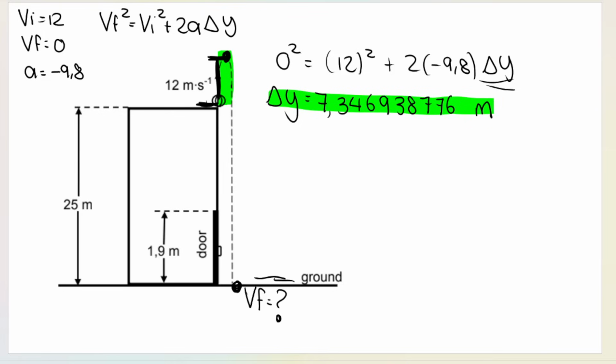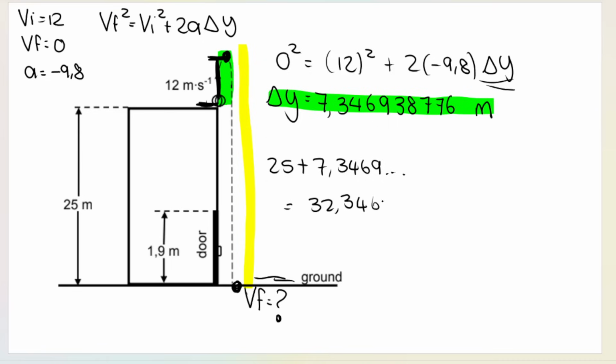So therefore, what that means is this entire yellow distance would be 25 plus 7.3469 dot dot dot, and that would be 32.3469 dot dot dot meters. And again, why do I care in this option about how far the yellow distance is? Well, that is if I decide to work out VF at the bottom by starting here with VI being 0 at the top. So it all depends on which option you use to find your answer.